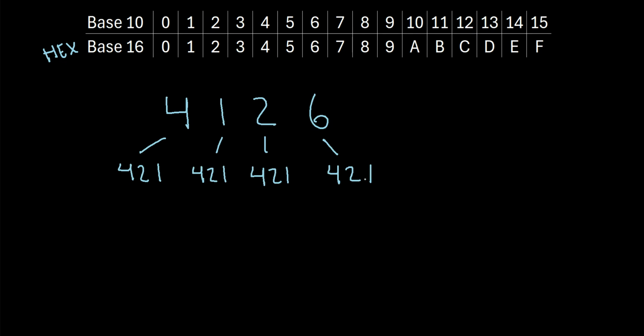And then we'll ask, okay, how can we form the 6 using these values? Well, we need a 4 plus a 2. What about this one? How can we form a 2? Well, we just need a 2. What about, how can we form a 1? Well, we just need a 1. And for the 4, we just need a 4.